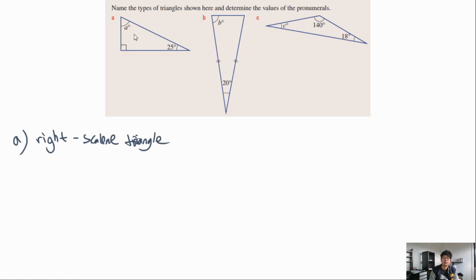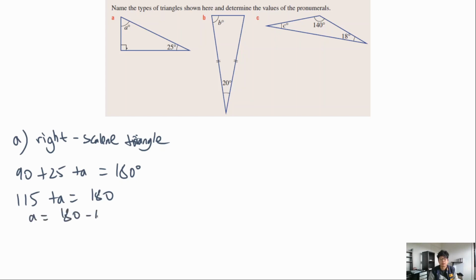And the next part of this question is to find out the angle size of A. So if you add them all together, it's going to equal 180. We know that's 90 because that's a right angle. So we have to do 90 plus 25 plus A gives me 180 degrees. 90 plus 25 is 115, plus A equals 180. A is going to equal 180 minus 115.